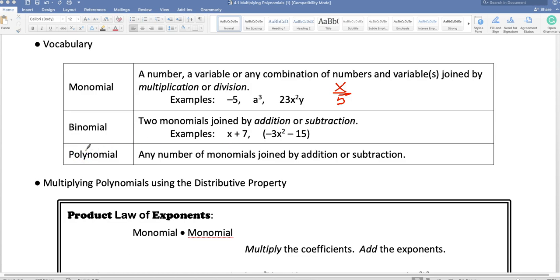And then I have the general term. Mono is one, bi is two, poly means many. So this is many monomials, any number of monomials joined by addition or subtraction. Okay, let's erase this and get into the lesson. And let's turn the pen back on.